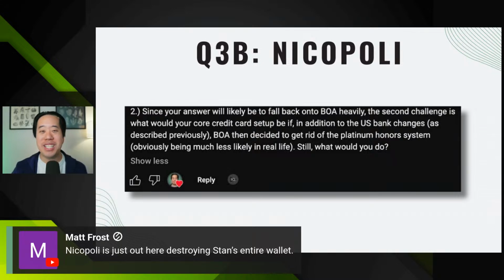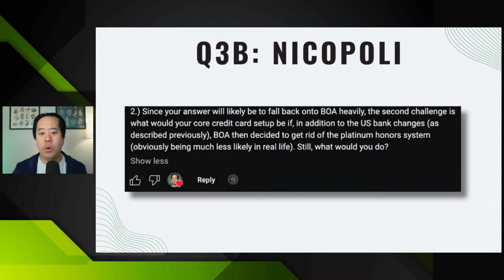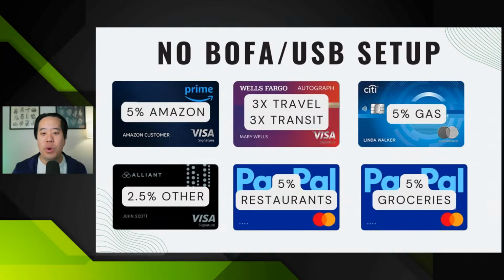Matt Frost is just out here destroying my entire wallet. Yep. Well, that's why it's a challenge, right? Because you have to rethink, what would I do in these situations? Because if it's not there, there's definitely going to be some changes to what I'm doing. And so if that were the case, this is what that setup would look like. And so you can see it's changed a little bit.